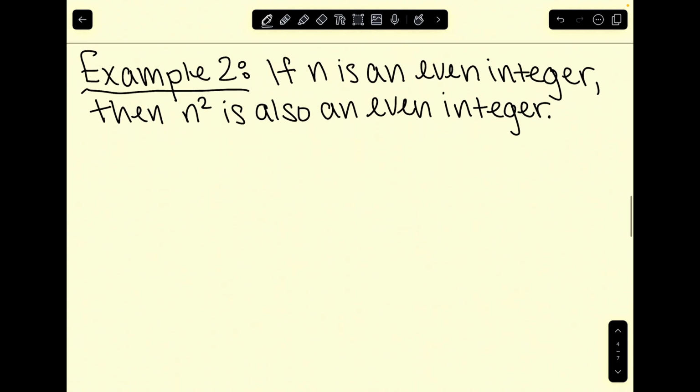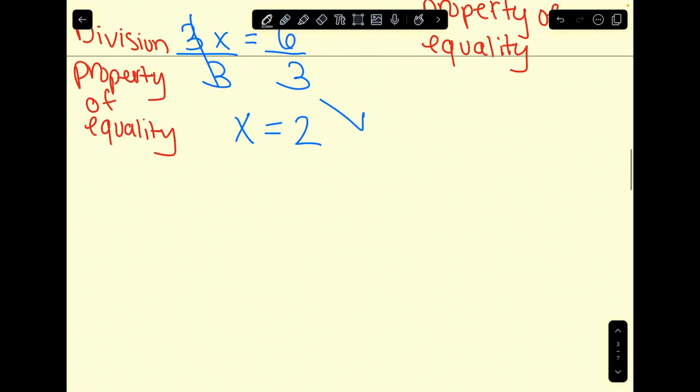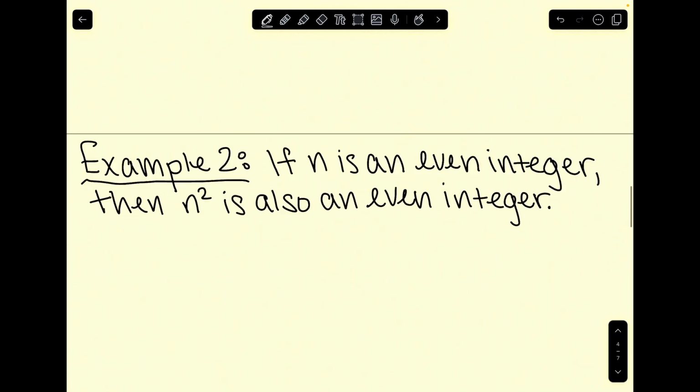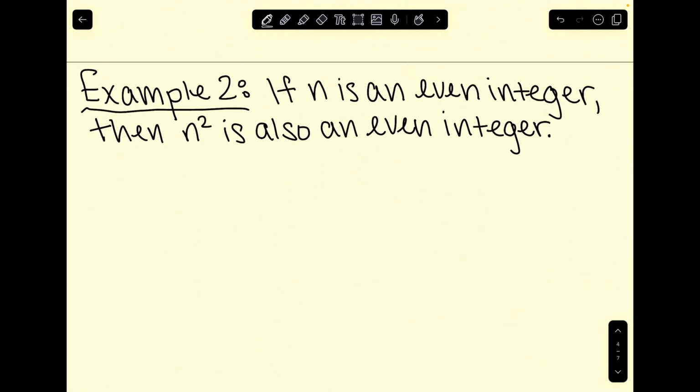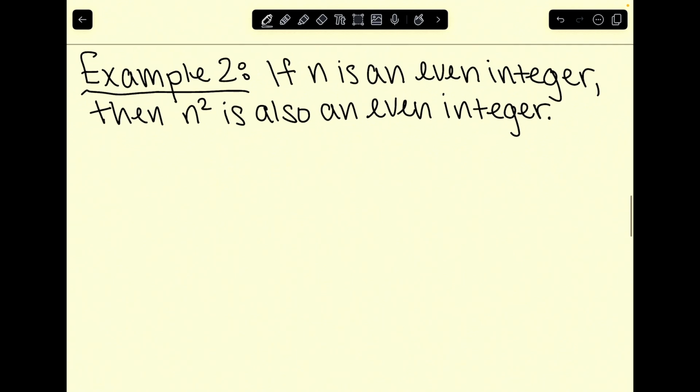Now we have, if n is an even integer, we want to prove that n squared is also an even integer. Now, it looks a little bit more intimidating than our multi-step equation, obviously, but I assure you, it is much more simple than it presents. What you should be asking yourself is, what is the formal definition of an even integer?